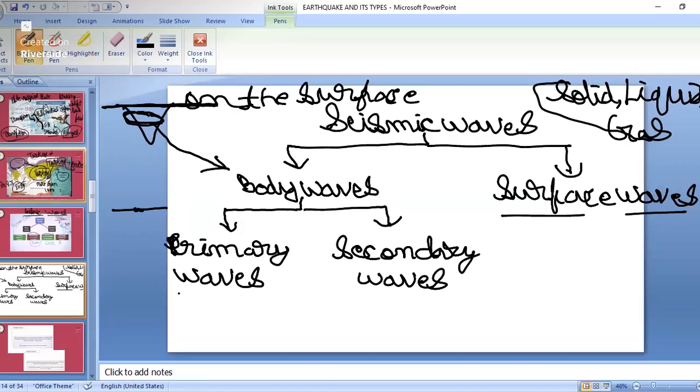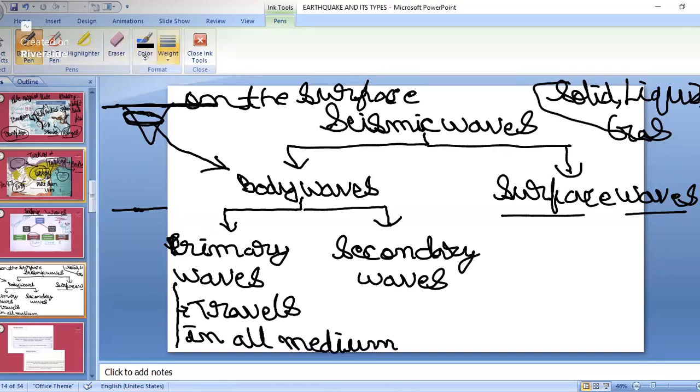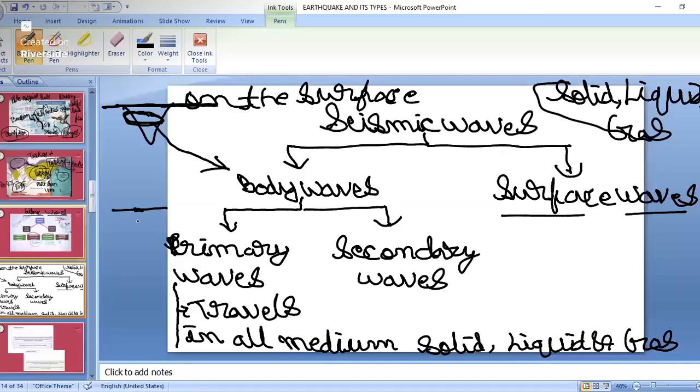So in these primary waves, the shaking is felt first. And remember that it travels in all media. What media do we have? Solid, liquid, and gas. So the primary waves travel in all media, and the shaking is felt first.